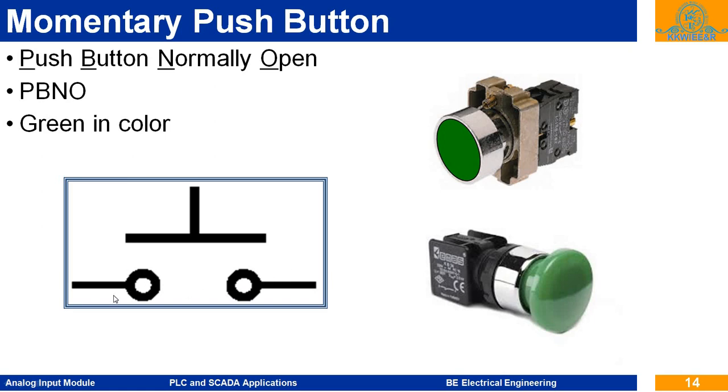These normally open contacts become closed and the circuit is completed through this push button. When you remove the finger, because of the spring force, these closed contacts become open, or normally open. This is normally open, and generally it is used as the start push button to start the motor. Green color is used for the normally open contact.